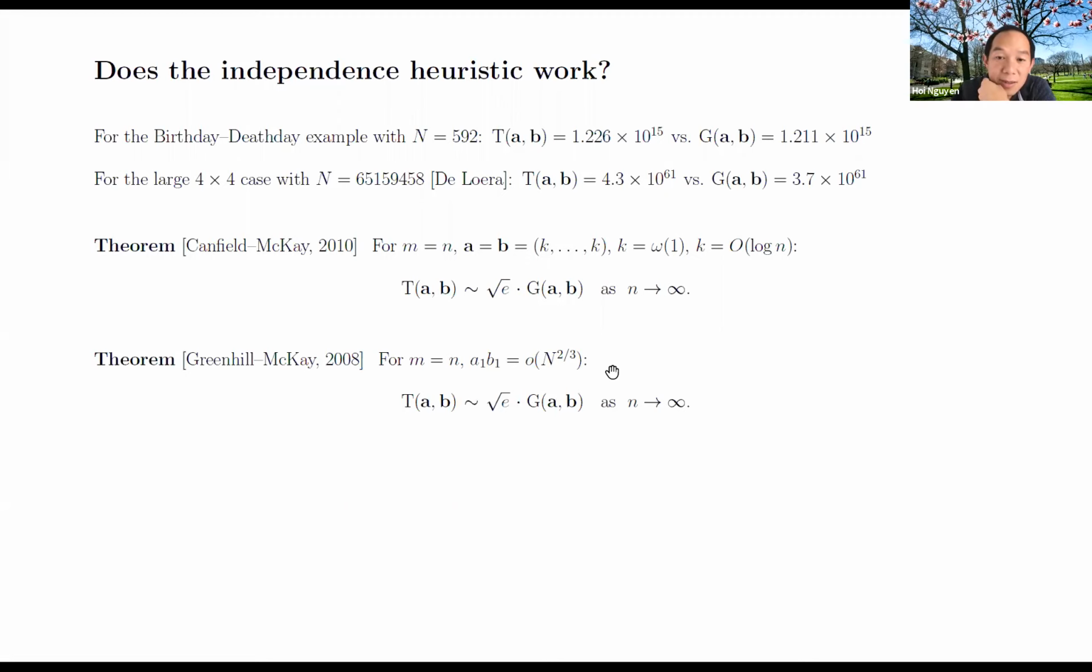So the lowercase n, right? Where? No, this is an uppercase N. N is the total sum. I see. Okay, the sum.